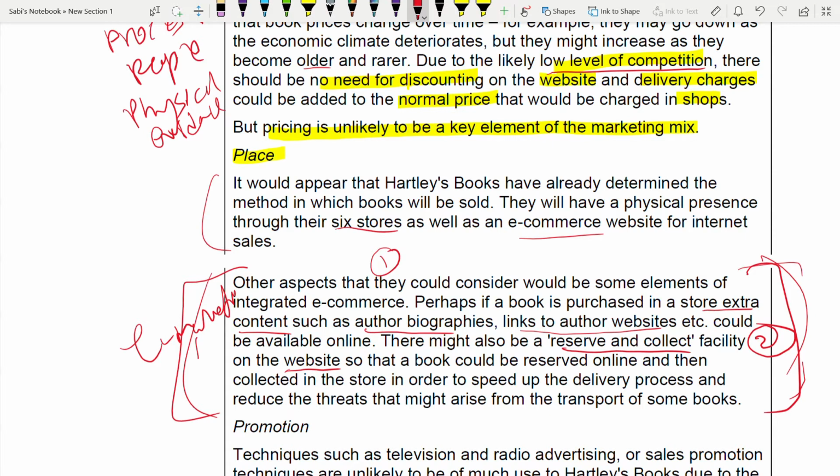These are not there in our textbook or the lectures which I've just given. You will not come across them, because these are creative. You need to think online, how you can make sure that there are sales of your books. So reserve and collect, something which is not physically available, you have to include it on the website, like a reserve and collect facility. You reserve a book and you come and collect it. Okay.